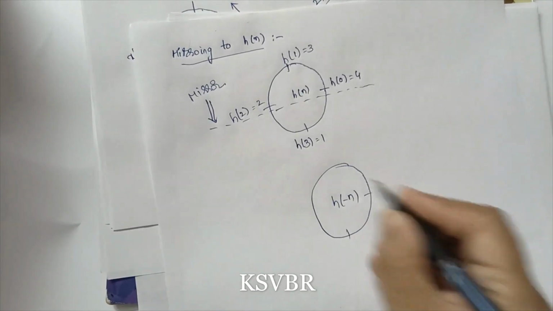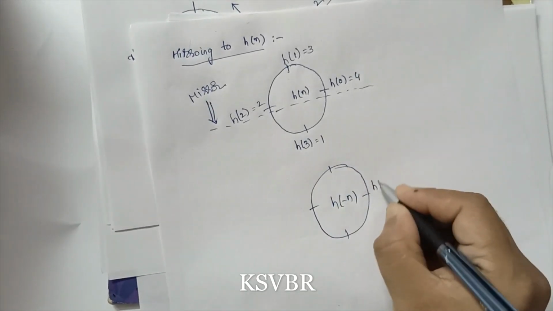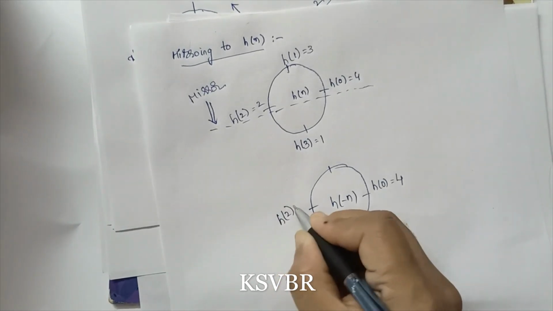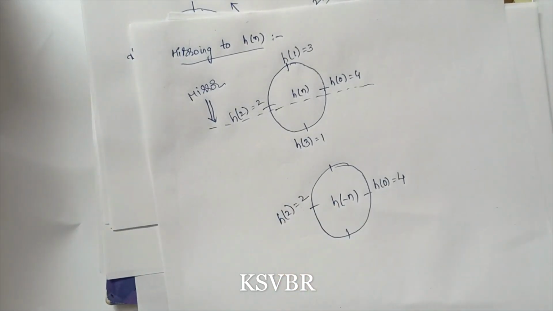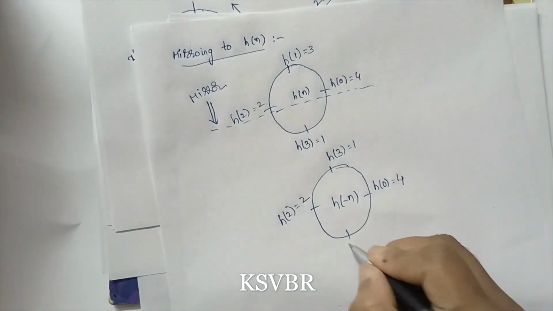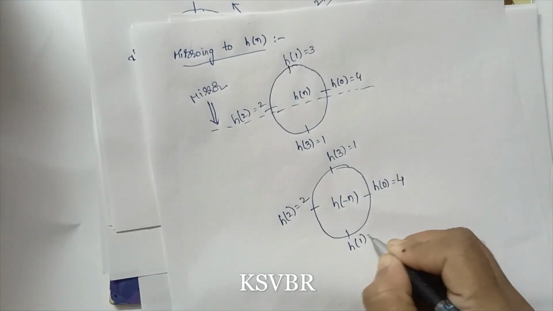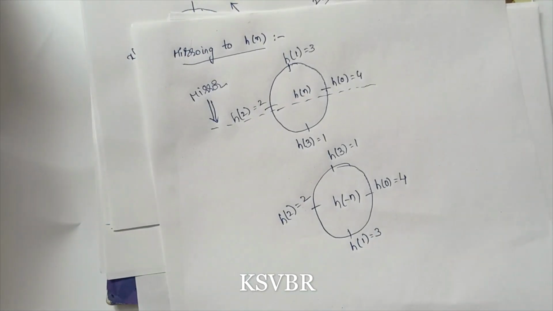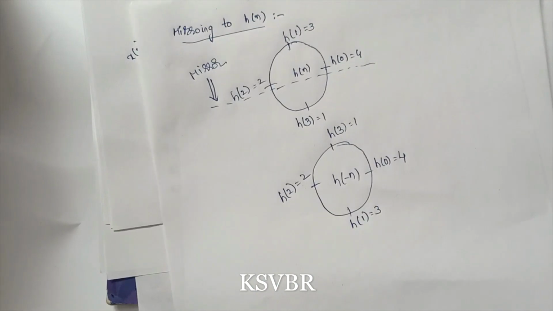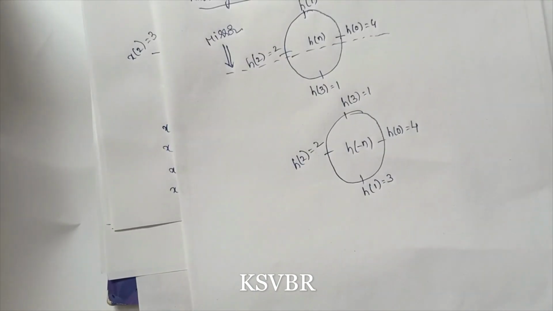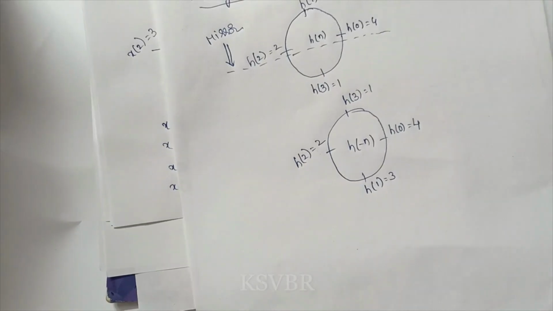Okay, so in h of minus n, h of 0 will remain constant, it won't change, and h of 2 also changes. Here it is h of 3 and this is h of 1. Okay, so like this we have to perform mirroring. Once mirroring is done, we are going to find out the circular convolution.